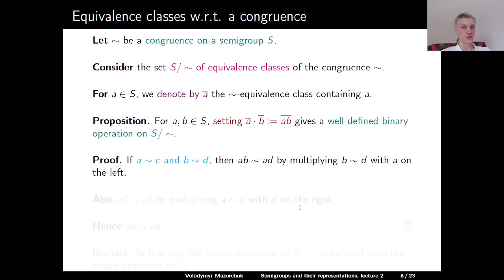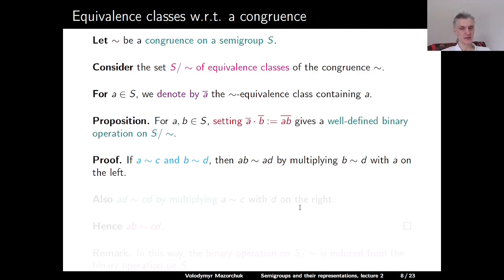Proof. What we really need to prove is that this formula gives a well-defined operation. It's a binary operation by definition, but the question is, why is it well-defined? Because we define an operation on sets by picking some representatives in these sets. So we need to prove that the outcome doesn't depend on the choice of representatives. So assume that A is tilde equivalent to C and B is tilde equivalent to D.